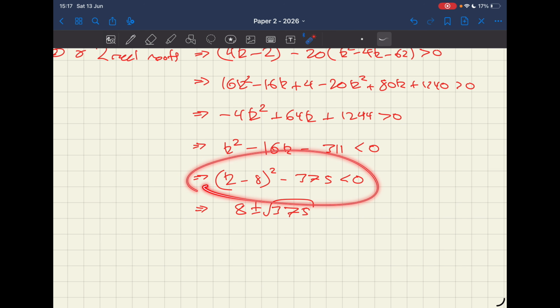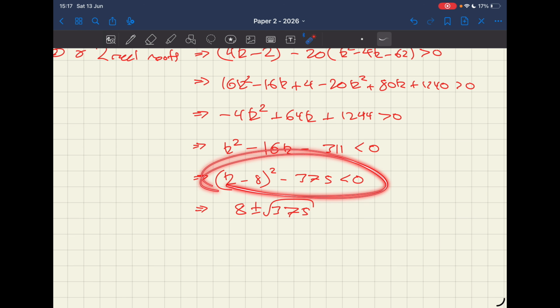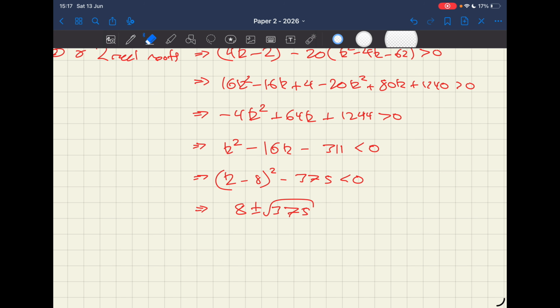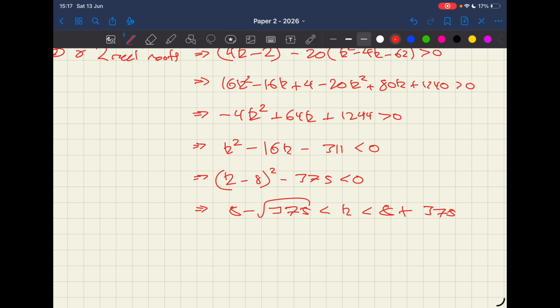So if we want to be less than 0, this was just a normal positive quadratic, we want to be between these 2 answers. So we need to have 8 minus root 375 is less than k is less than 8 plus root 375. Can we simplify that down? Root 375 is 5 root 15. So 8 take away 5 root 15 is less than k is less than 8 plus 5 root 15.